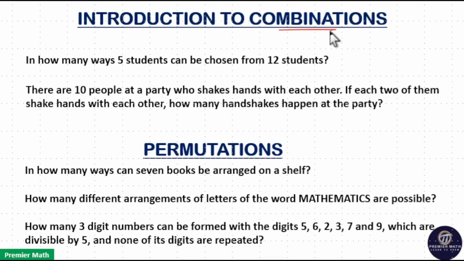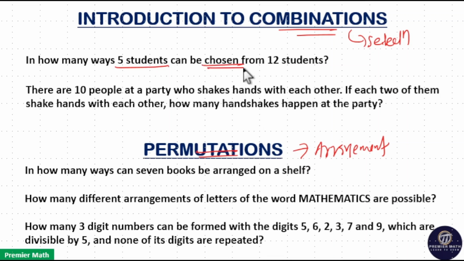Now, you can see the difference between combination and permutation questions. Combination is about selection and permutation is about arrangement. In the first question, how many ways can 5 students be chosen from 12 students? This is about selection. And in the second case, how many handshakes happen at the party? When person A and person B shake hands with each other, both are counted as 1. So order doesn't matter here, which is equal to combination.